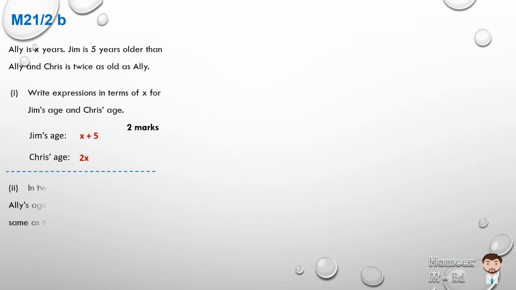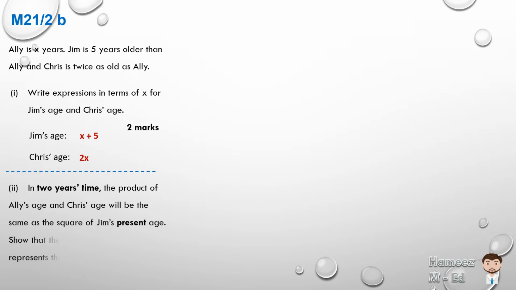Part 2. In 2 years, the product of Ali's age and Chris's age, meaning that if we multiply whatever Ali's age is by Chris's age in 2 years' time, will be the same as the square of Jim's present age. Show that the equation x squared minus 4x minus 21 is equal to 0 represents the information given above.